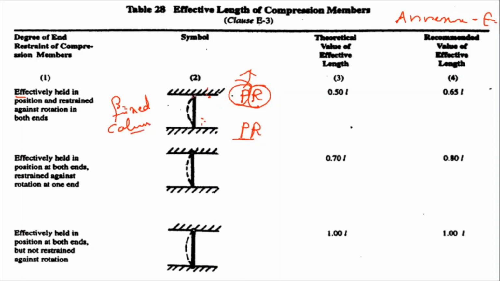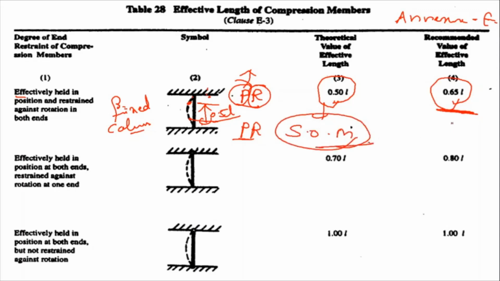Now if it is fixed on both ends like this, then the theoretical value of effective length is 0.50L. If you see the elastic curve, there may be one point of inflection here and one here. So the effective length will be 0.5L. But the value recommended by the IS code for design purposes is 0.65L. These theoretical values you have seen in strength of materials, and these recommended values are from IS 456 for the purpose of design.